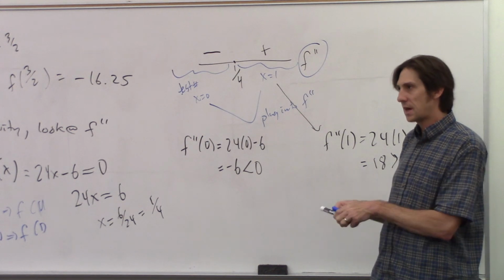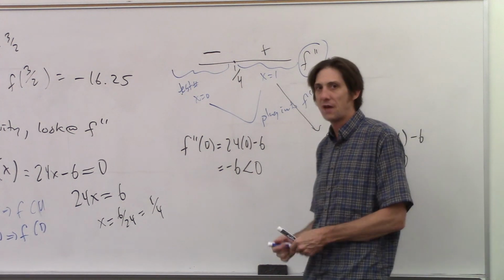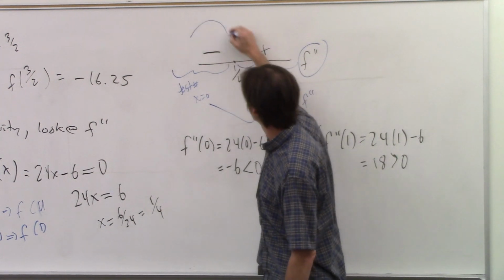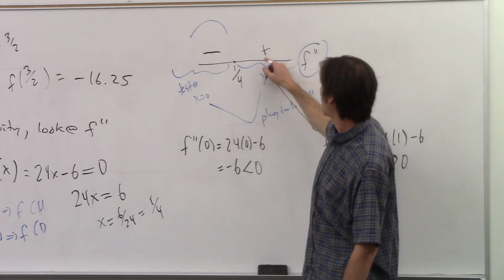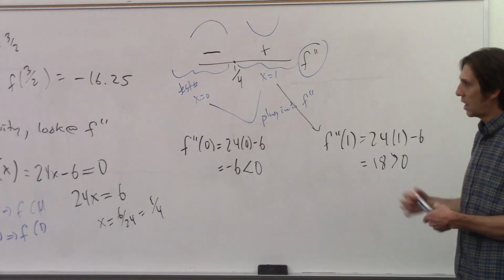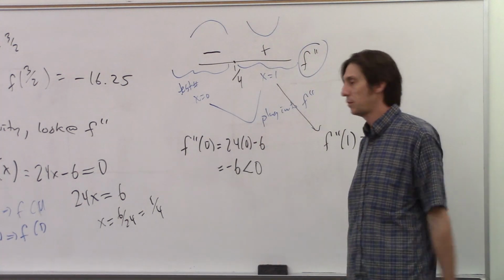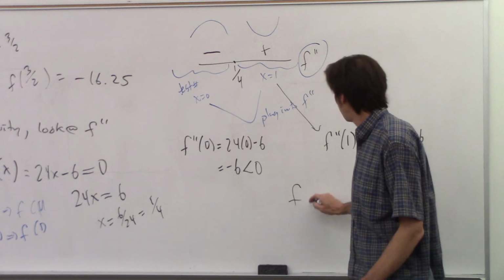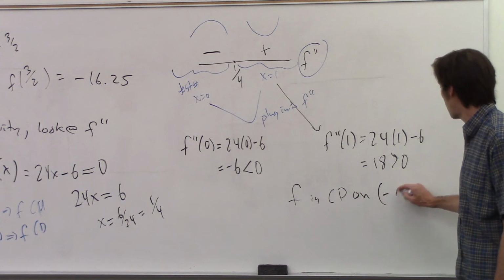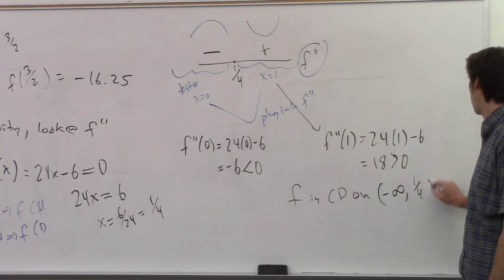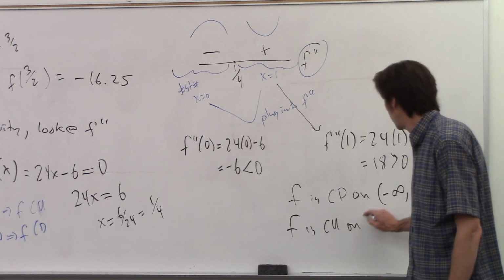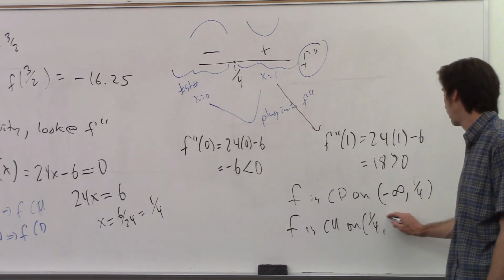The sign of the second derivative tells me about the concavity of the original function. When f double prime is negative, the function is concave down. When f double prime is positive, the function is concave up. I'm going to summarize again in a sentence to help me keep the information clear. F is concave down on the interval minus infinity, comma 1/4. F is concave up on the other interval here, 1/4 to infinity.